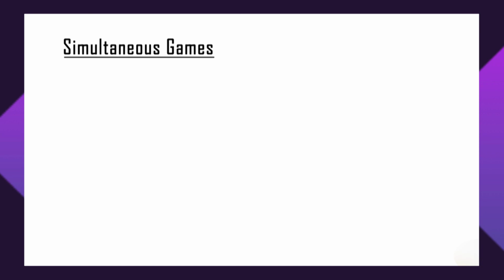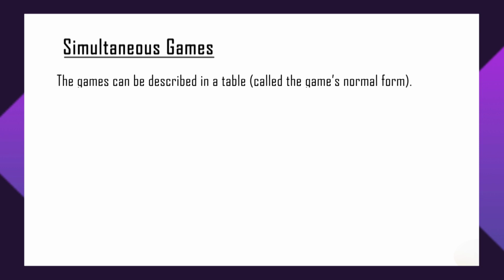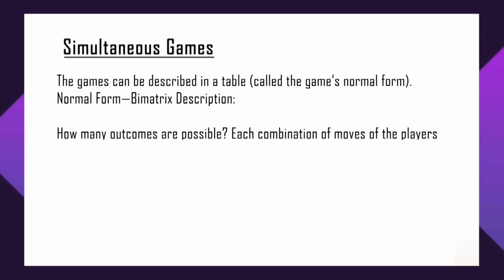Simultaneous game. We have already seen that a game is not just a game, but a mathematical model. It is a bimatrix description. What is the bimatrix? It deals with the payoffs. What do you mean by payoff? It all depends on the players and their strategies. Not only the strategies, but the strategies are dependent on the rules of the game.